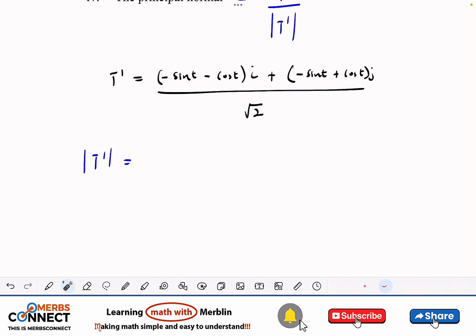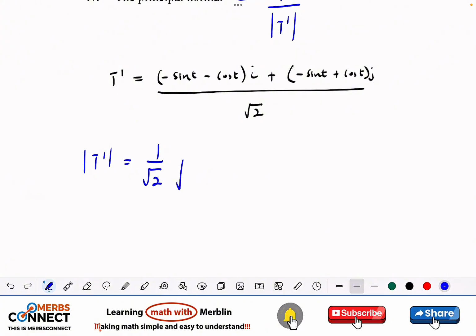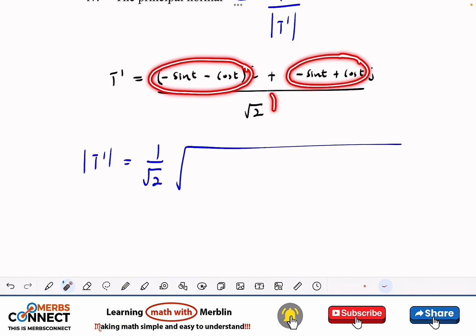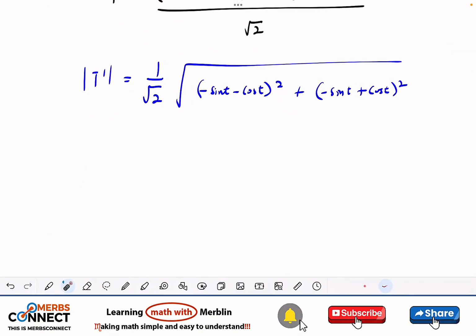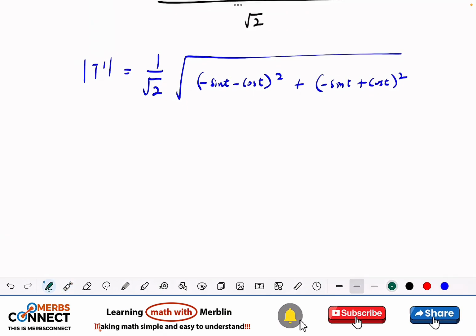So as I said, anytime you are dealing with this and you have a scalar, you can just bring the scalar out. So the scalar here is 1 divided by square root of 2. So I can factor 1 over square root of 2 out and then now find the magnitude. So the magnitude of this one squared and that one squared. I just factored this one out. So I'm going to have minus sine t minus cos t all squared plus minus sine t plus cos t all squared. So let's do the same thing. Let me pick the first term, expand, do the same thing for this one, and then we are done.